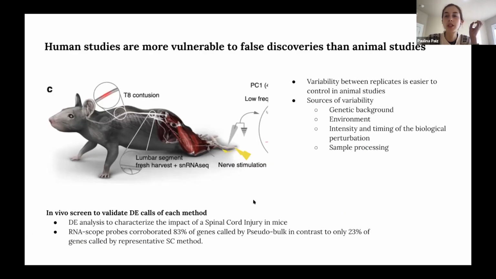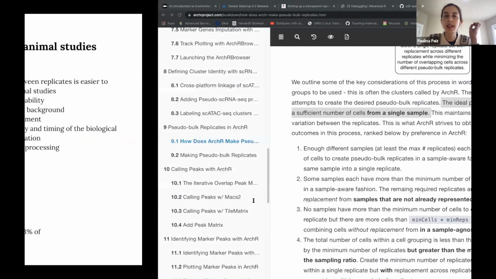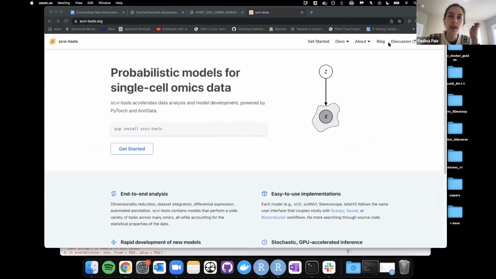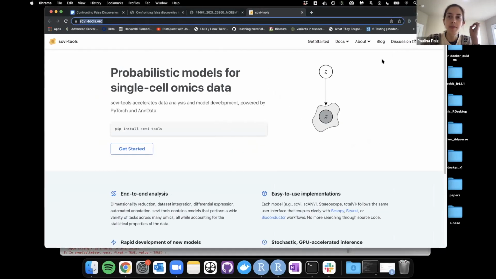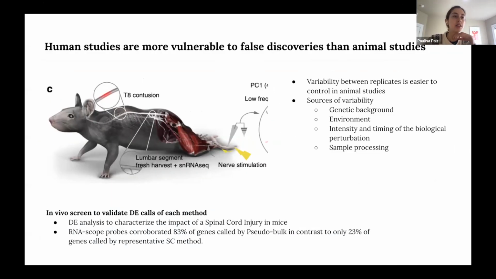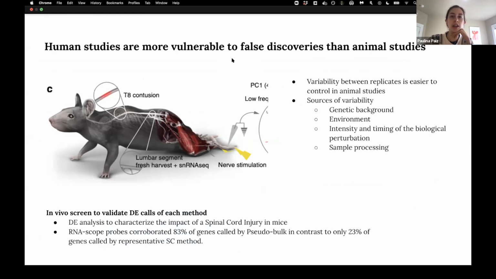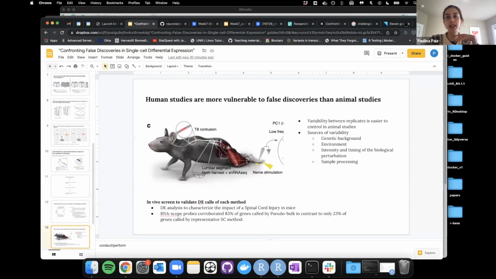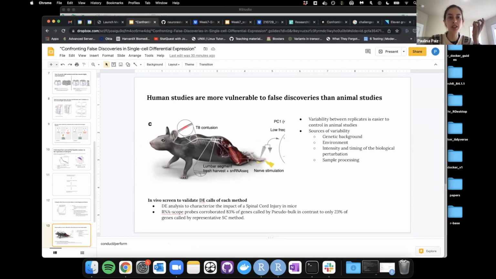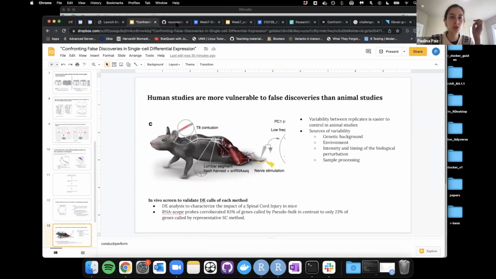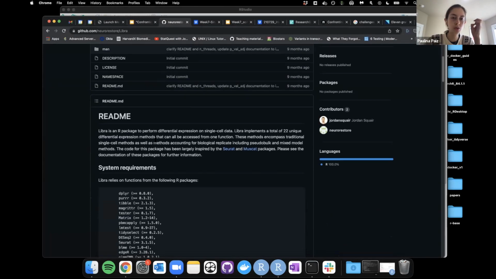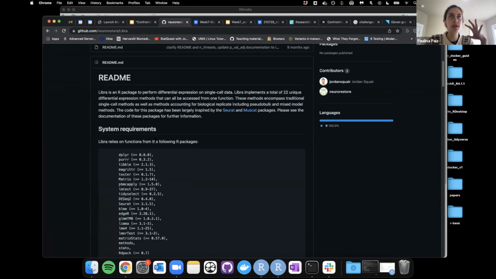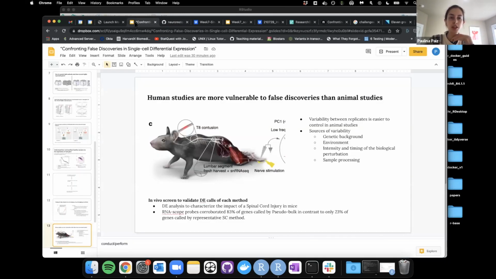Before I go to closing thoughts, I also wanted to show that they made this Libra package, an R package where you can compare the methods yourself, and you can use it to do calls for differential expression analysis and compare the validity between them, which I thought was really cool.